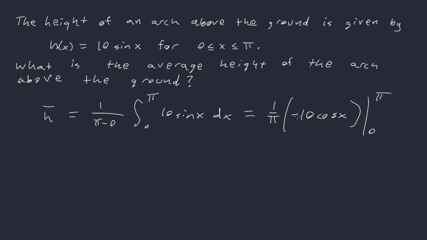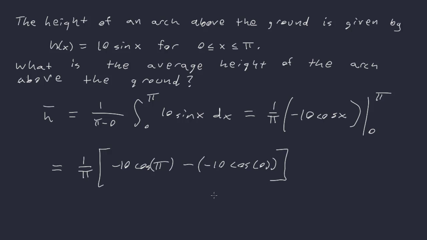Now you might think that doesn't make sense to have an average height be negative. However, when you plug in pi, you're going to get negative 1. Okay, so we're going to get 1 over pi times, all right, we'll plug in the pi, so we'll get negative 10 times cosine of pi minus a negative 10 cosine of 0.